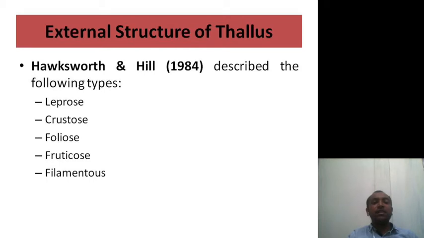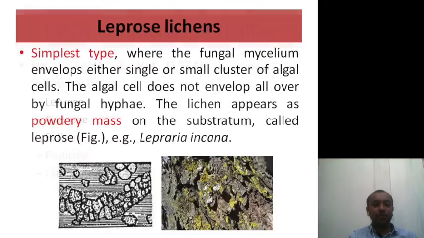Now let us see the external structure of thallus. Hawksworth and Hill in 1984 described the following types. He described there are 5 types: one is Leprose, the other is Crustose, then we have Foliose, then we have Fruticose, and last but not the least is the Filamentous. So let us see one by one.